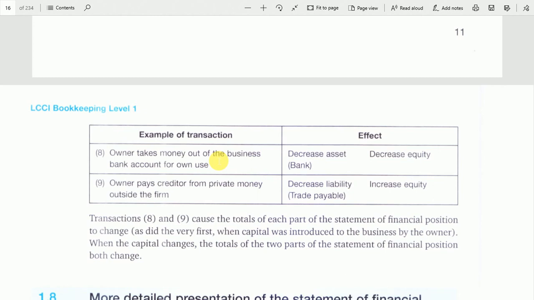Owners pay creditors from private money outside the firm. Of course, it's not necessary that owners pay cash into the business or inject money into it. Sometimes owners directly pay off the creditors. When the owners directly pay off the creditors with money from outside the company, the liability is of course reduced, and the equity increases because the owner has paid off the liability. The company is not going to pay any money now because the liability reduces. The amount of capital increases because the owner has paid off the liability.